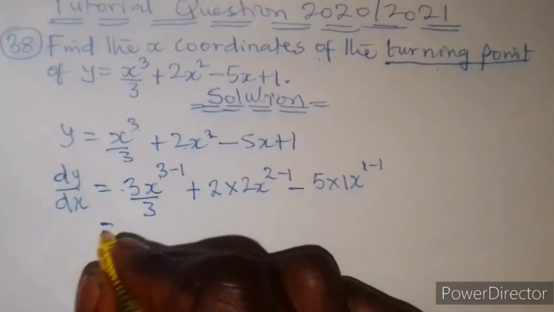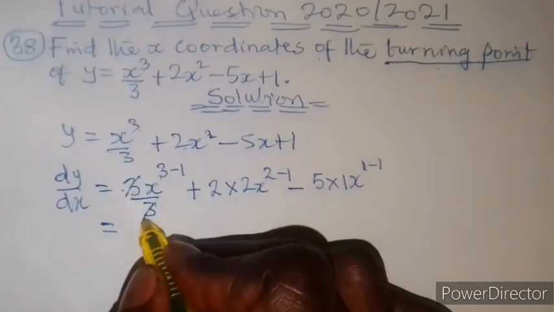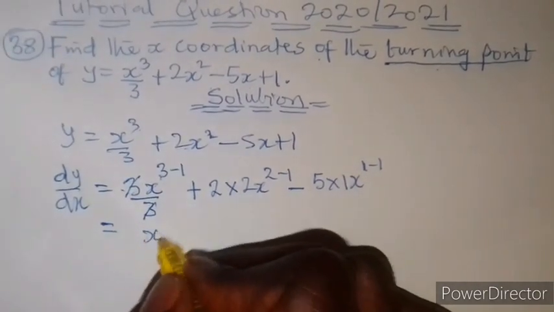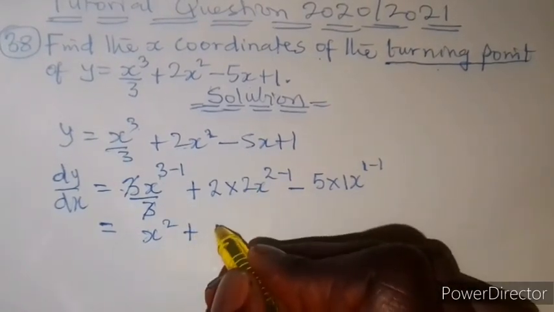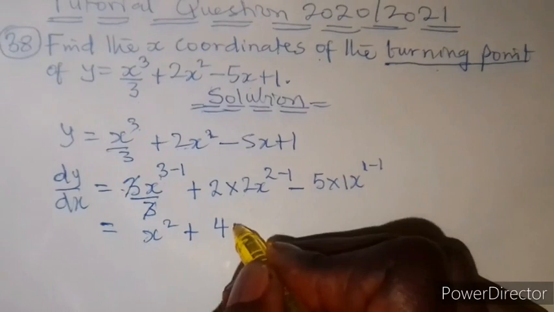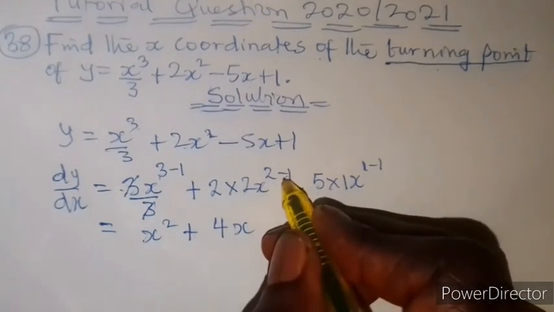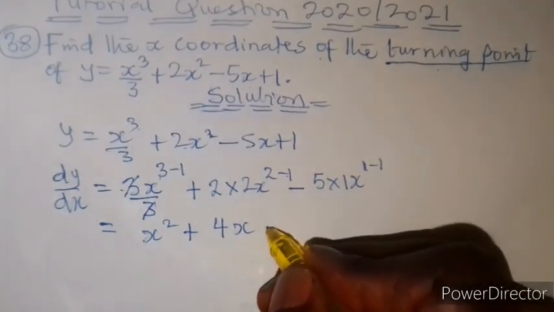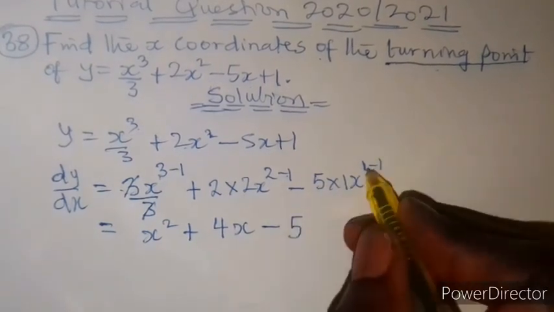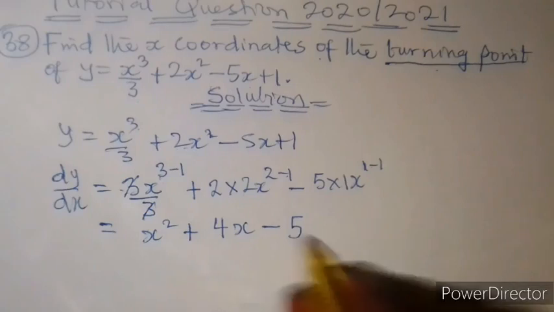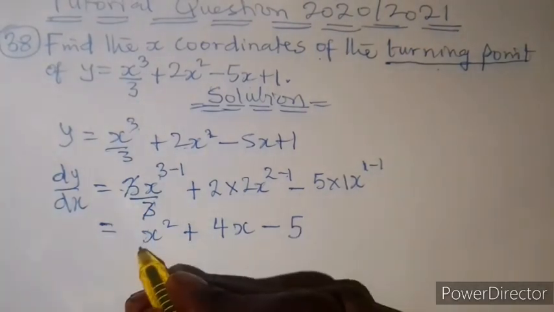Now, what is the result we have here? This 3, we strike out this 3. Then we have x squared. Now, plus, then 2 times 2 is what? 4x. Then 2 minus 1 is 1, so this x will be this way. Then minus 5, 5 times 1 is 5. Then x power 0, of course, is 1. So we've arrived at this point, okay?